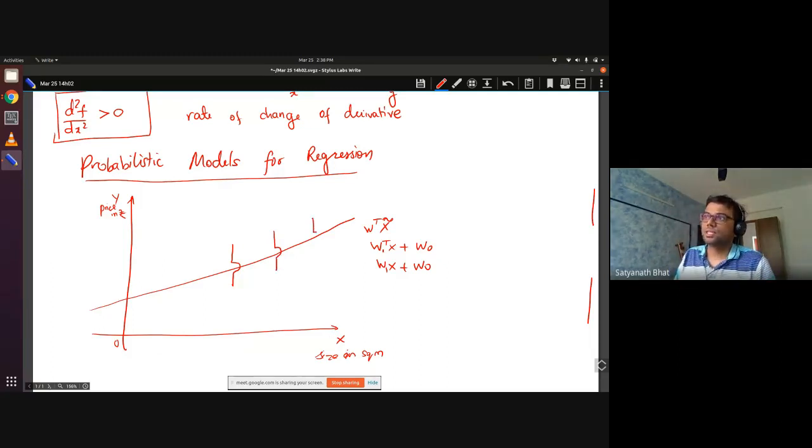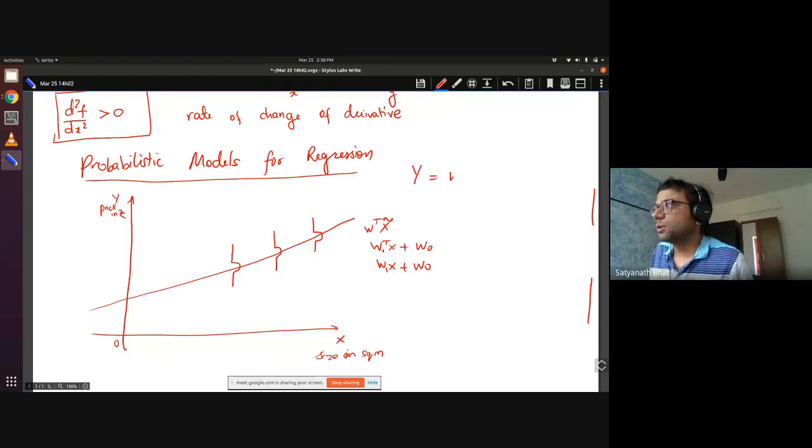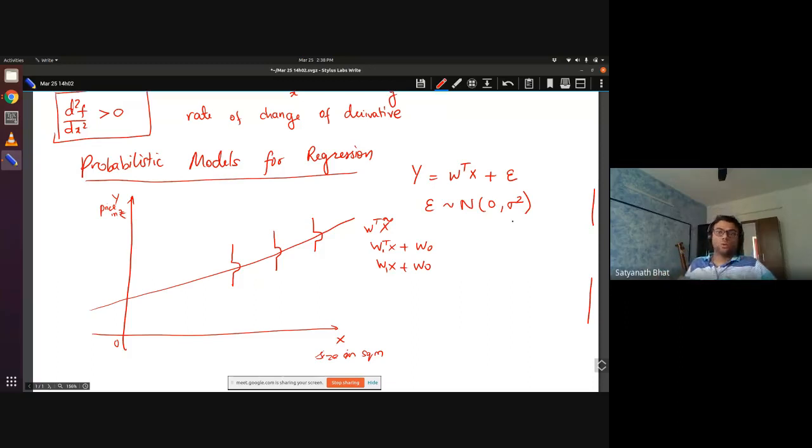Okay, so it's a normal thing with some variance sigma squared. So what that means is your Y is W transpose X plus epsilon, where epsilon is your normal distribution with mean 0 and variance sigma squared. Okay, so is this clear?